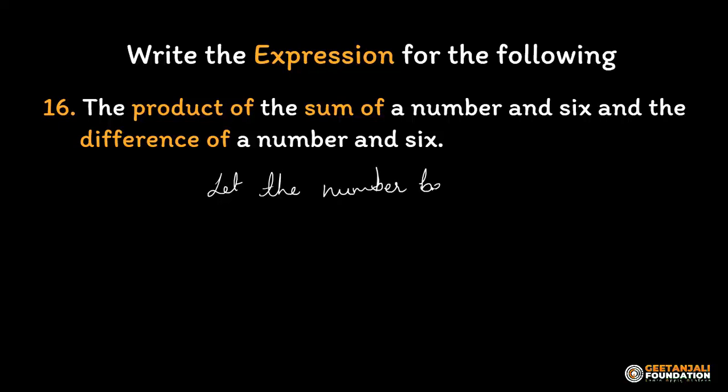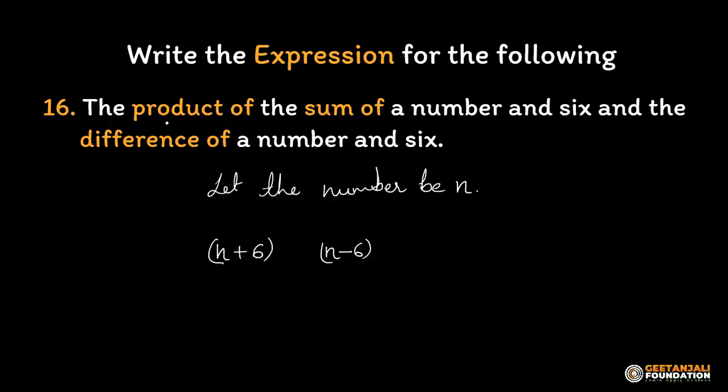Let the number be n. Now, sum of a number and 6. Addition, sum of a number and 6. This is our first group. And the difference of a number and 6. This is our second group. So the first group and second group. So we have formed two groups.